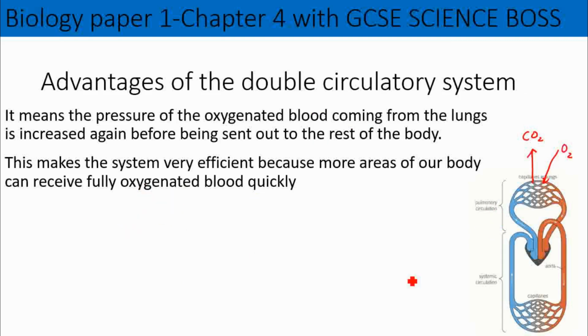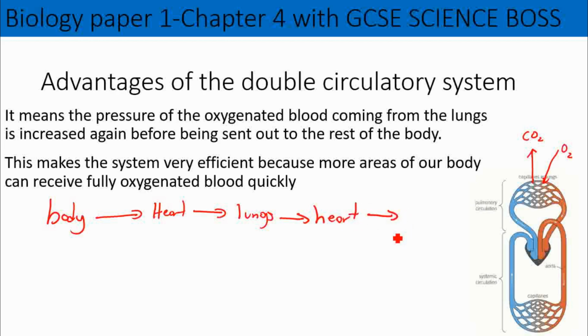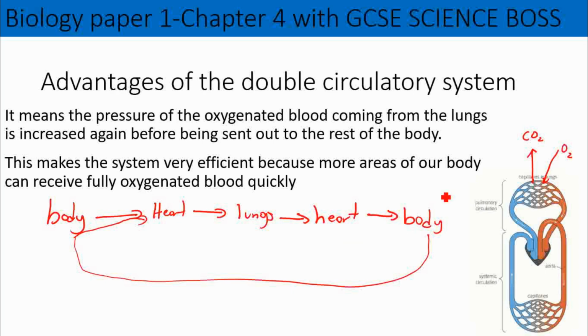So what I want you to realize as it relates to double circulatory system is that the blood goes from the body, okay? So let's track that. From the body, it goes to the heart, then from the heart to the lungs, then from the lungs back to the heart, okay? Then from the heart, it goes to the body, and then from the body, it goes right back around, okay? It goes right back here. Is that clear? Good. Excellent.